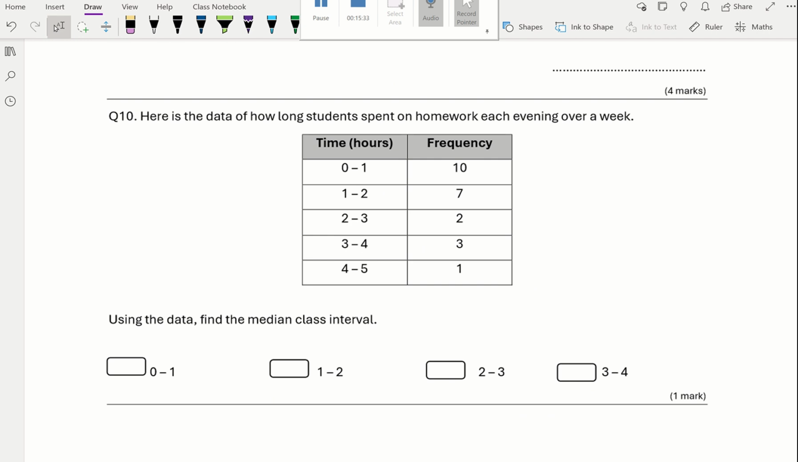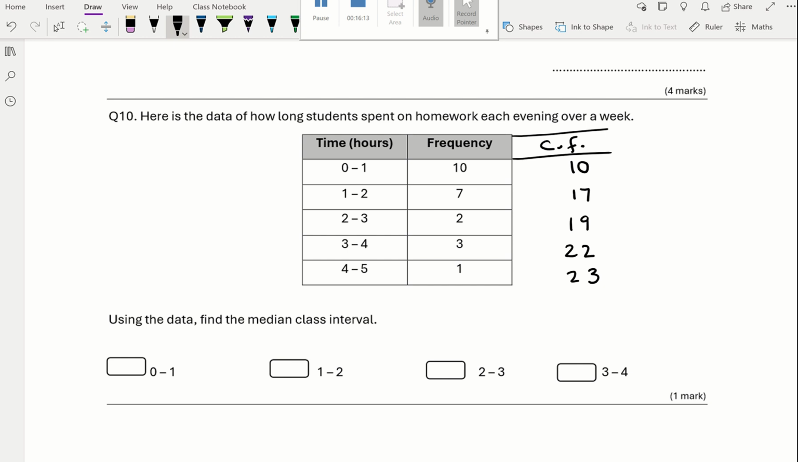This is data, and it says find the median, which is the middle value. So you need a cumulative frequency column. And we start with 10, and then we add 7. So I have 17. And then we add 2, and we get 19. And we add 3, and we get 22. And we add 1, so we get 23. So that's my cumulative frequency column.